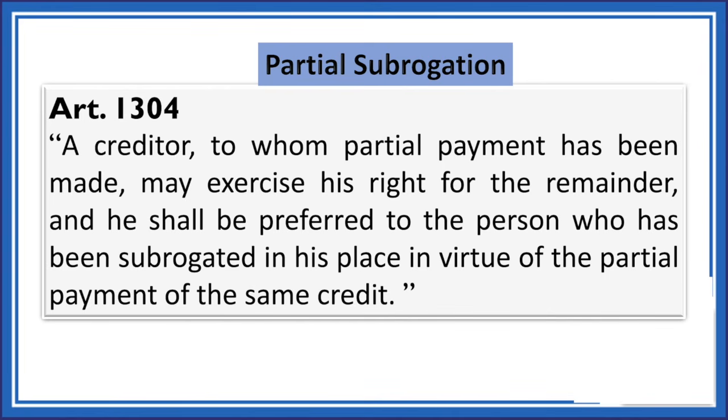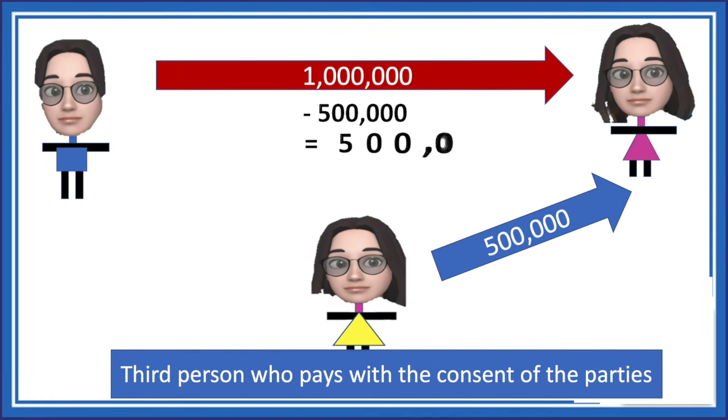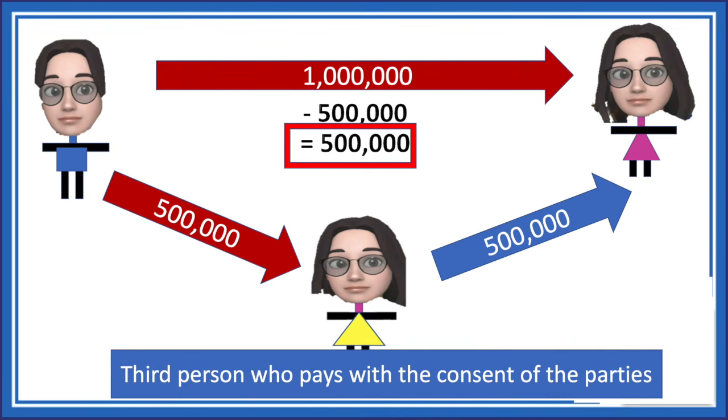Ganito. If etong si Pogi may utang siya kay Ganda na, say, 1 million pesos. Tapos, with the consent ng dalawa, Pogi at Ganda, etong si Beauty, binayaran niya si Ganda ng 500,000 pesos lang. Kasi yun lang yung pera niya. So, meron pang 500,000 pesos na remaining balance. Now, si Ganda and si Beauty, silang dalawa na ngayon ay naging creditors ni Pogi, di ba? To the amount of 500,000 pesos each. Kasi binayaran ni Beauty si Ganda. So, nagkaroon ulit ng utang si Pogi kay Beauty na 500,000 pesos at may utang pa rin siya kay Ganda na 500,000 pesos. Yung remaining balance.